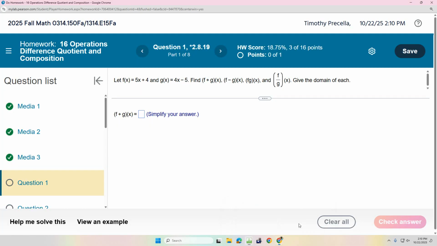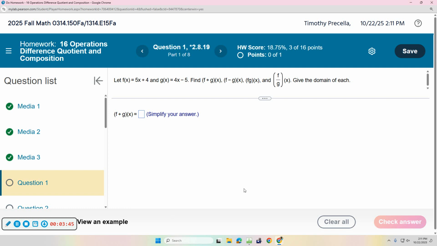And the instructions here say to find, look at this notation, f plus g of x, f minus g of x. That fg, I don't see an operation there. If you don't see an operation, what do you assume is the operation? Multiplication. So that's saying f times g and then f divided by g. All of these will be in terms of the variable x. Addition, subtraction, multiplication, and division of functions is nothing more than algebraic addition, subtraction, multiplication, and division.